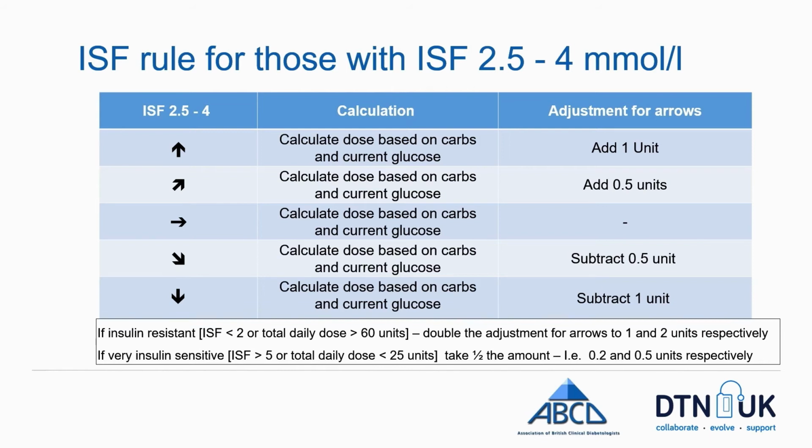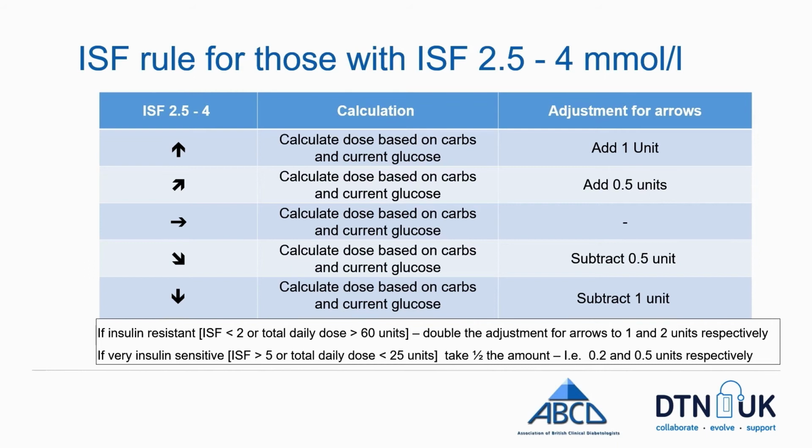For those patients who are a little bit more insulin resistant, so they've got an insulin sensitivity factor of 2 or below, or a total daily dose, that's when you add up your background and all the quick acting that you take, if that's more than 60, then you might double those doses. So for a straight up arrow, you'd be adding 2 units, and for an oblique arrow, you'd add 1 unit if you're going up.